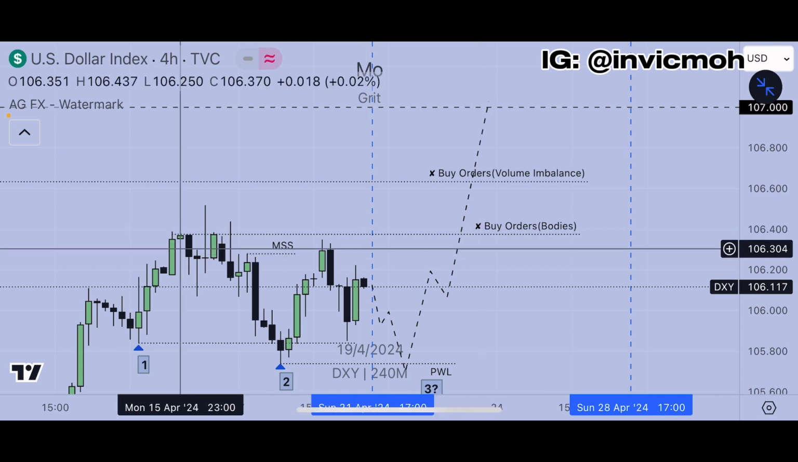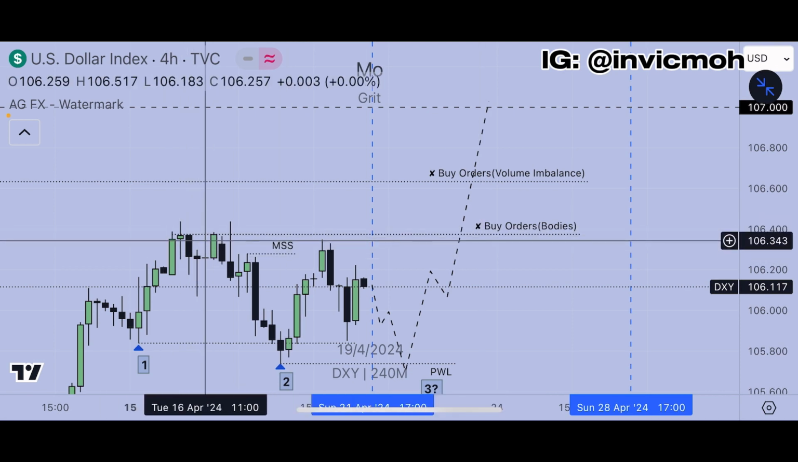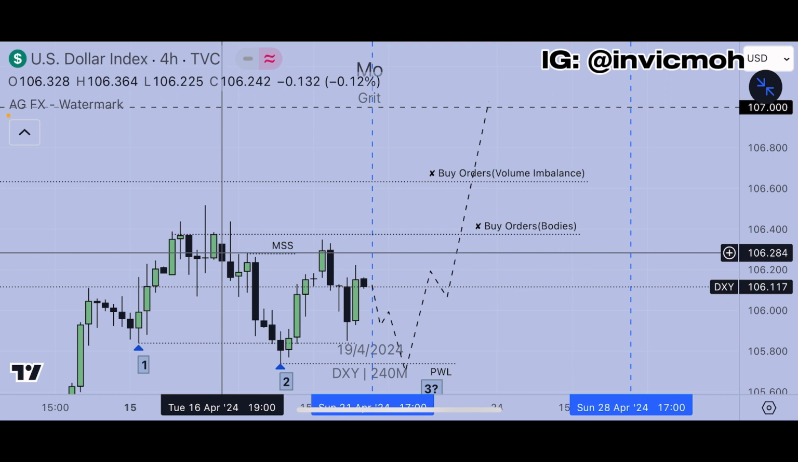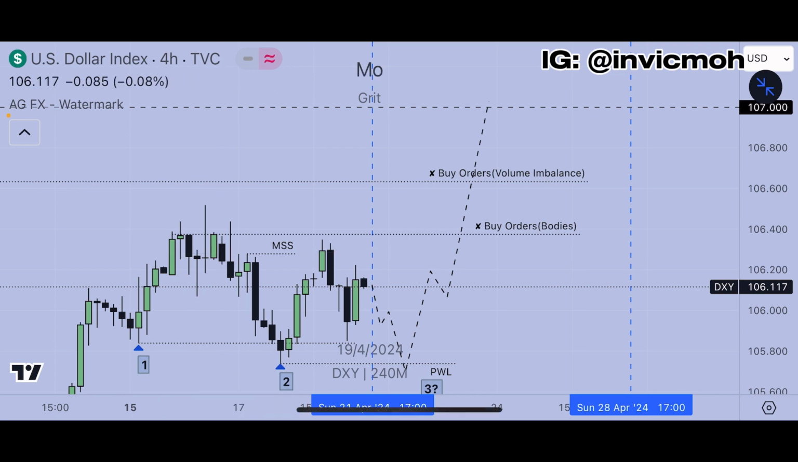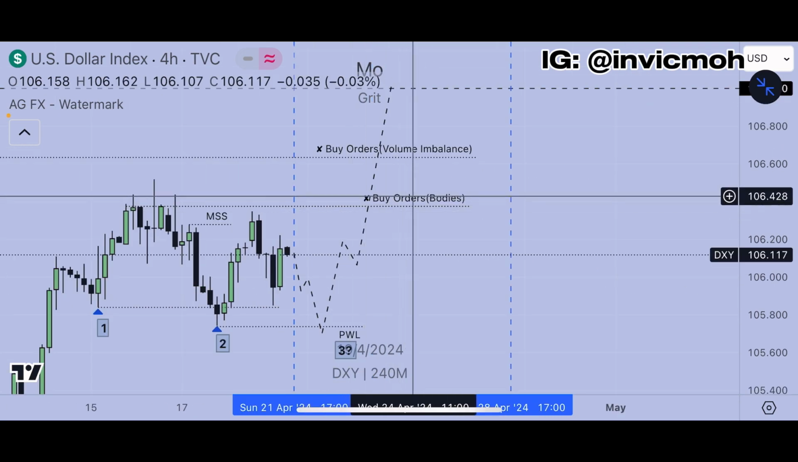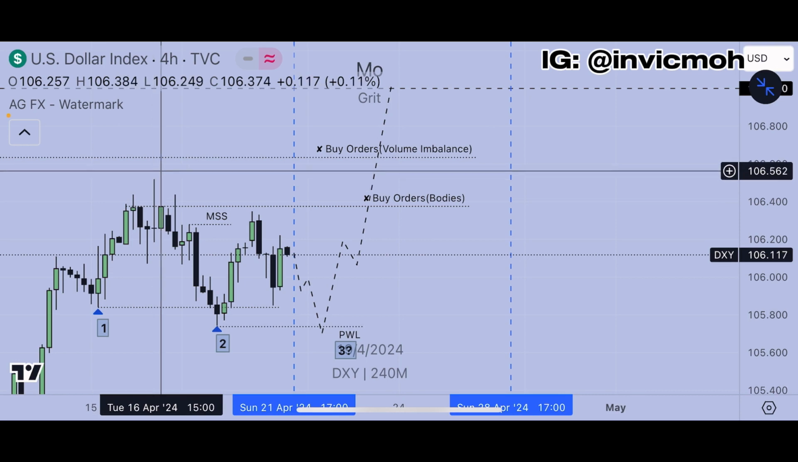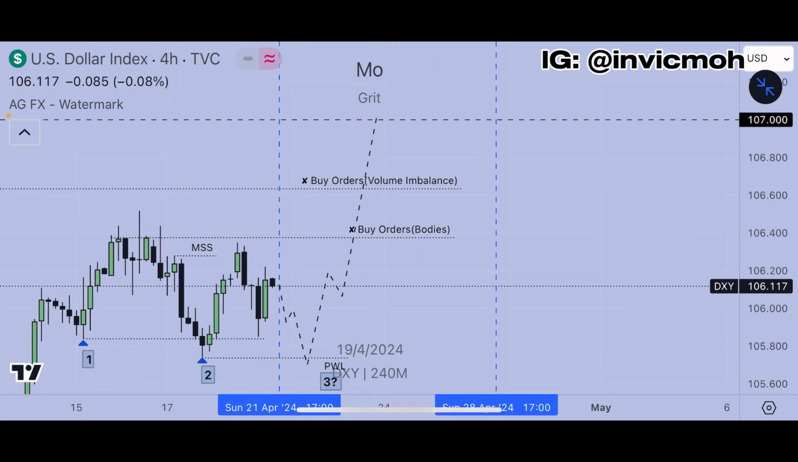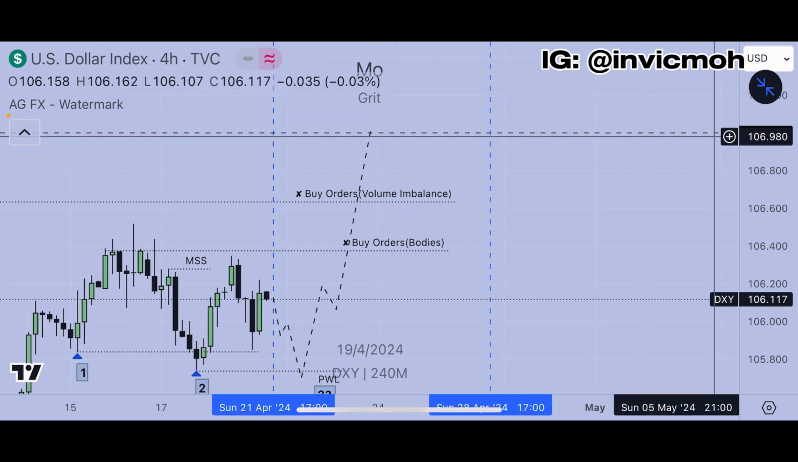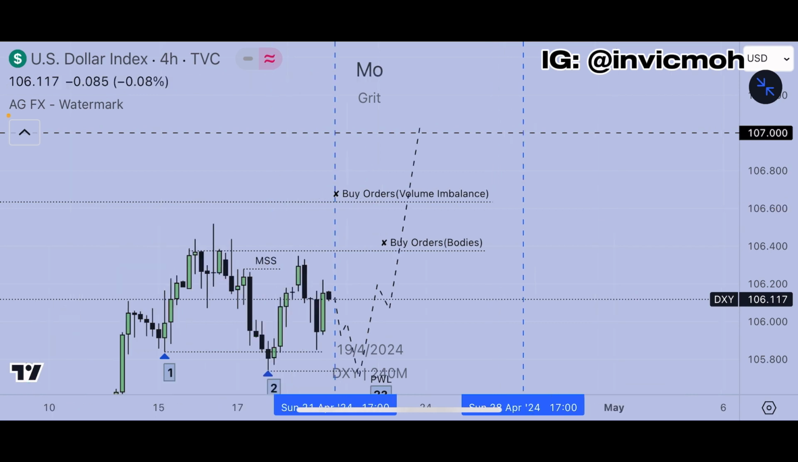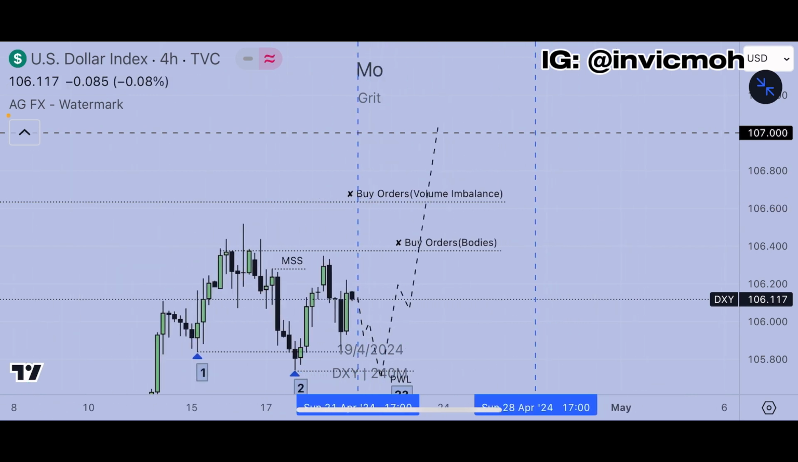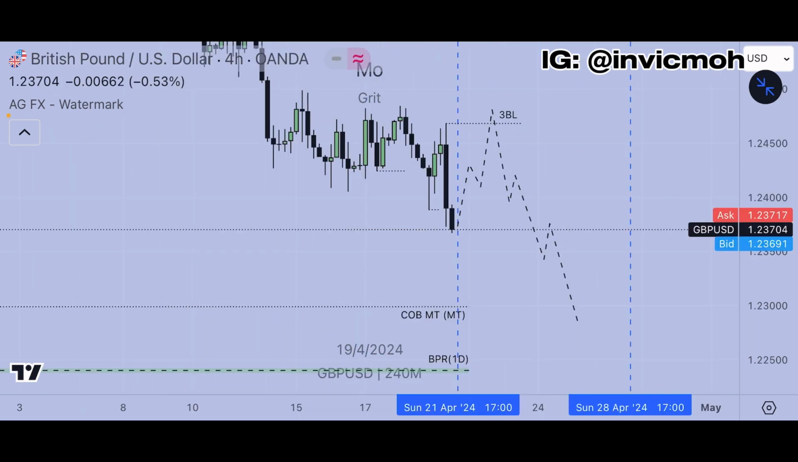And this high right here that got formed on Tuesday last week is a buy side liquidity, also a really clear one based on the body of the candle. So if you check on a lower time frame like 30 minutes, you'll be able to see that. I would like to see price reach for the buy side liquidity right here, which is the high of last week, the volume imbalance, and we can potentially see price reach for the 107.00 level. So that will be my draw on liquidity for next week on DXY.